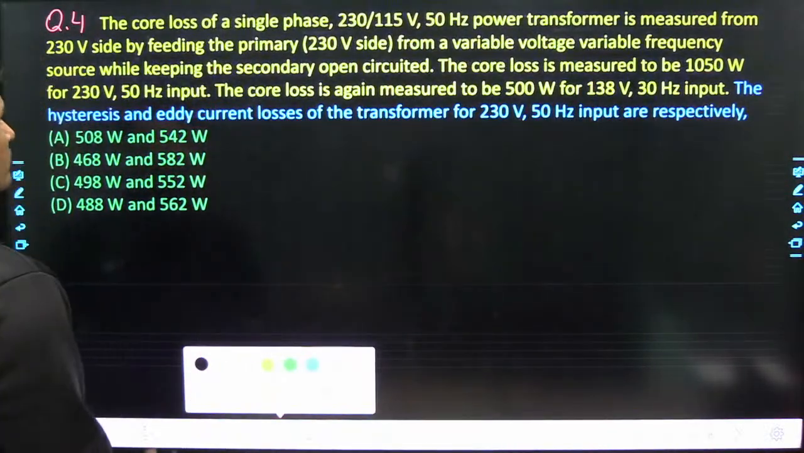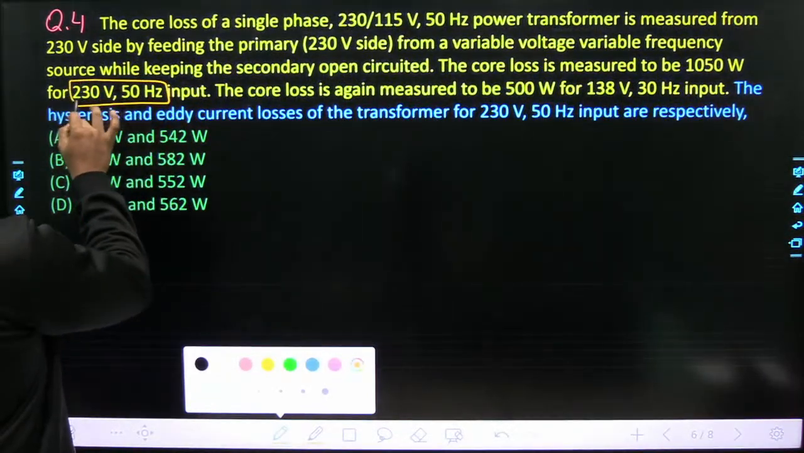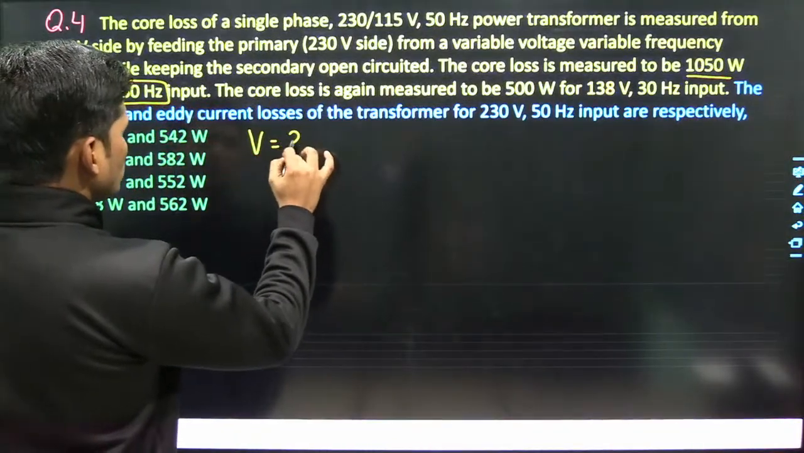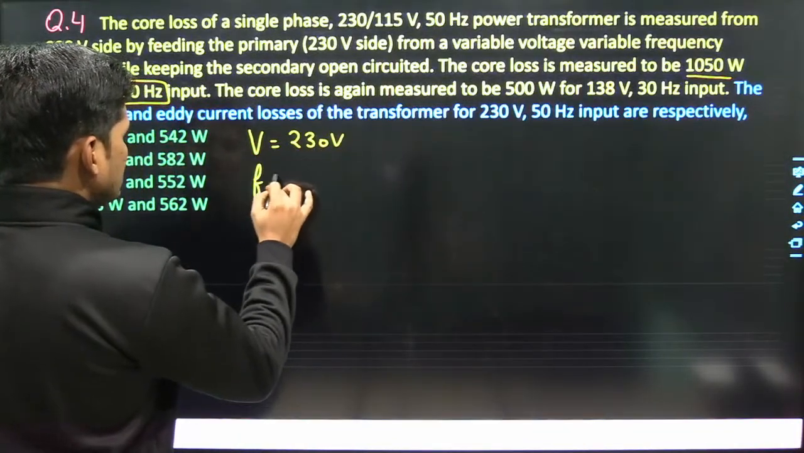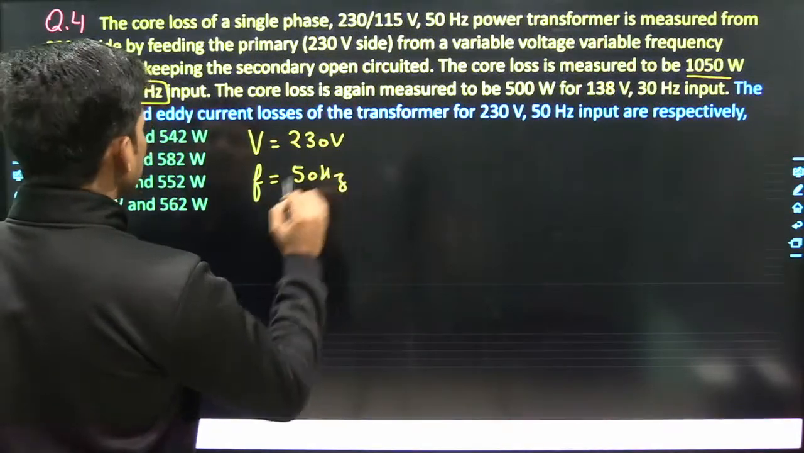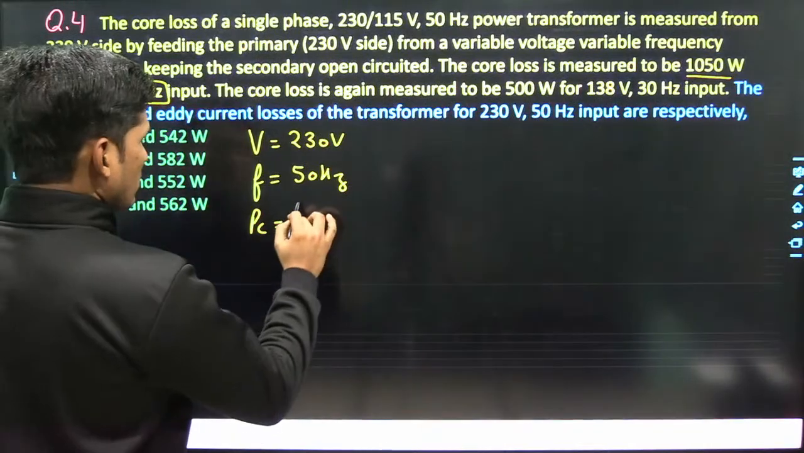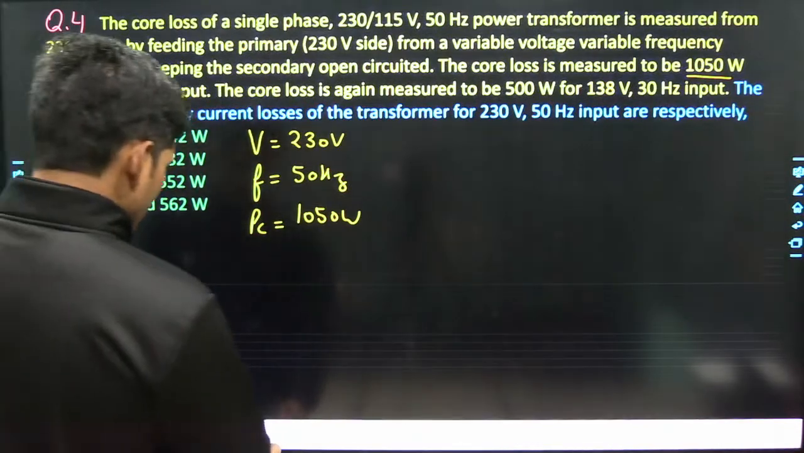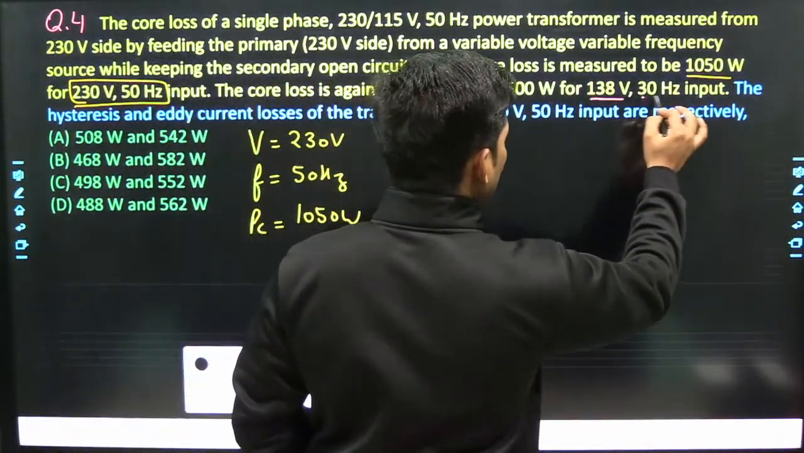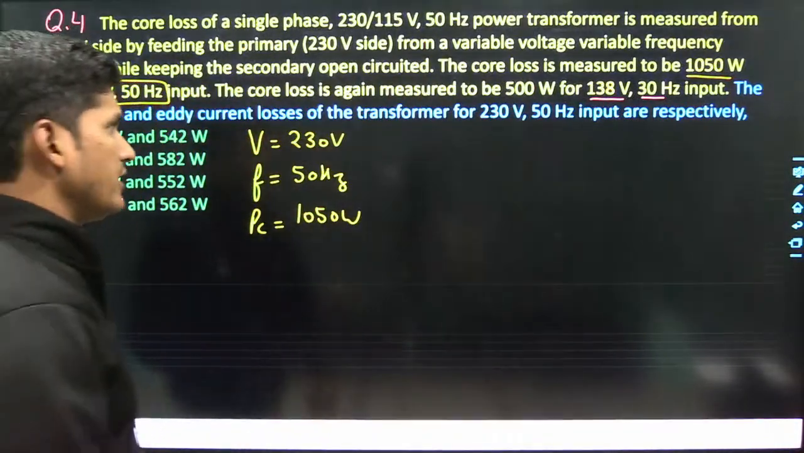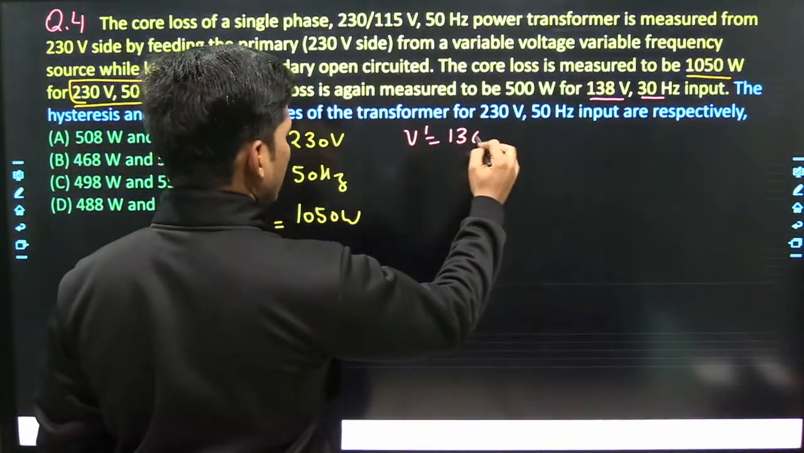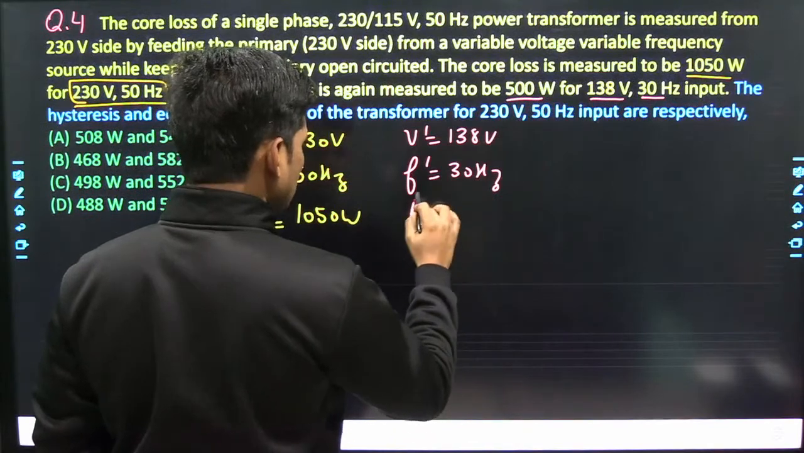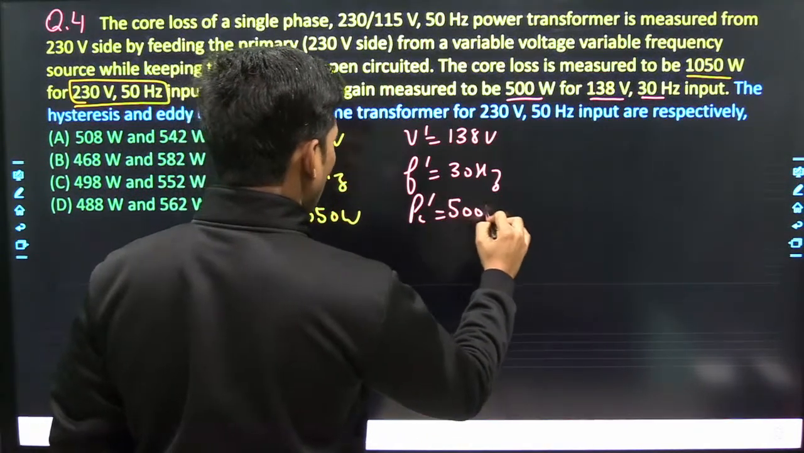In this particular question, for 230 volt and 50 Hz, it is given that the core loss is 1050 watt. That means when V equals 230 volt and frequency equals 50 Hz, the core loss is 1050 watt. Now, when the voltage is 138 volt and frequency 30 Hz, that is V dash equals 138 volt and frequency 30 Hz, the core loss becomes PC dash equal to 500 watt.